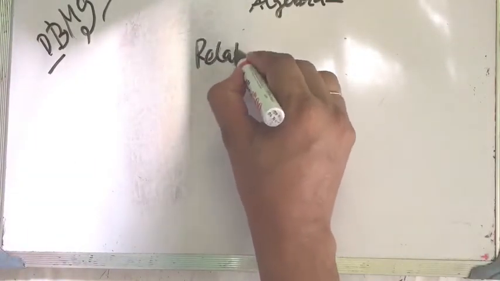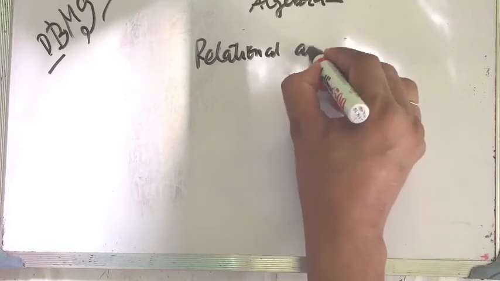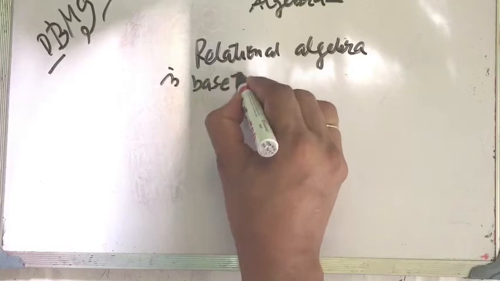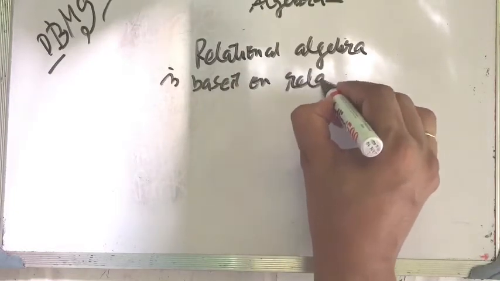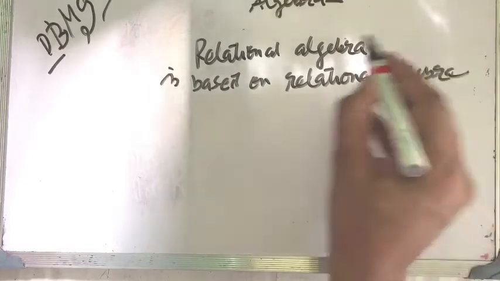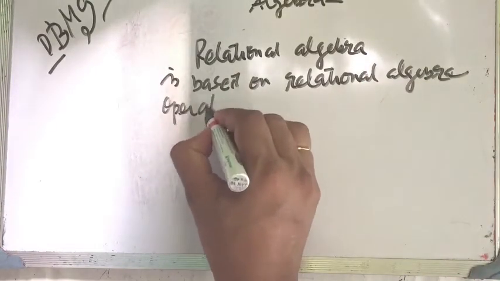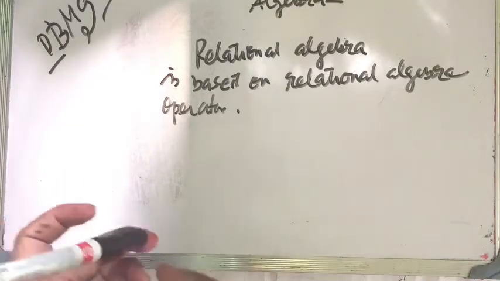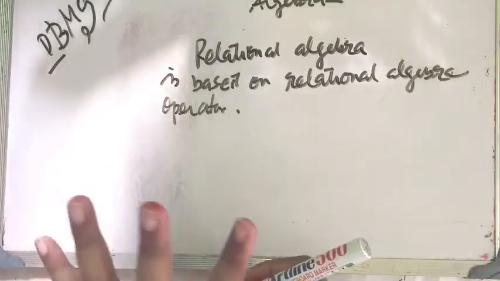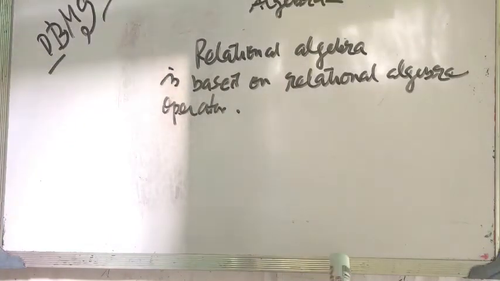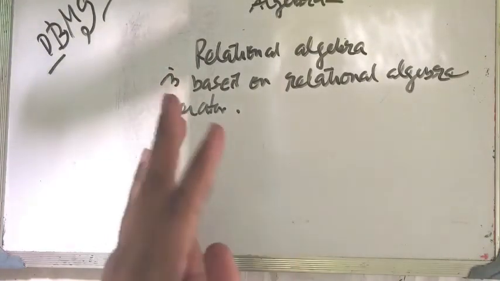Relational algebra is based on relational algebra operators. The relational algebra is based on relational algebra operators to specify the operations. So it's based on operators. There are some operators required to access the query.